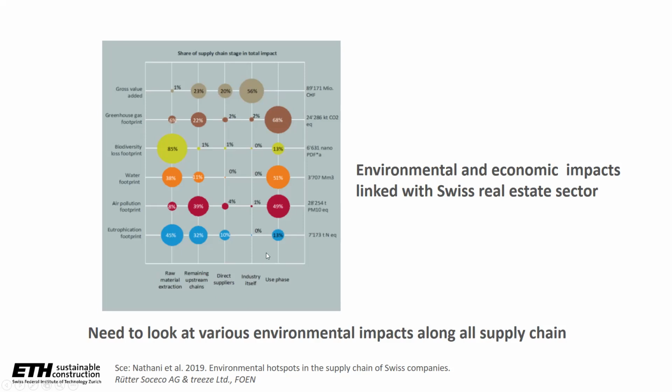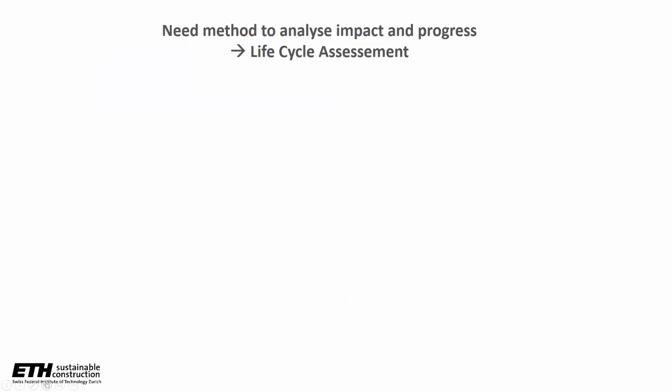Some of them are mainly in the use phase, for instance, the greenhouse gas emissions, or in the production of the building materials. But some others are really in the very early stage, in the extraction of the raw materials. So to understand the environmental impact, it's absolutely fundamental to look at the various environmental impacts and to look at them during the whole supply chain. The method that is usually recognized for this is life cycle assessment.